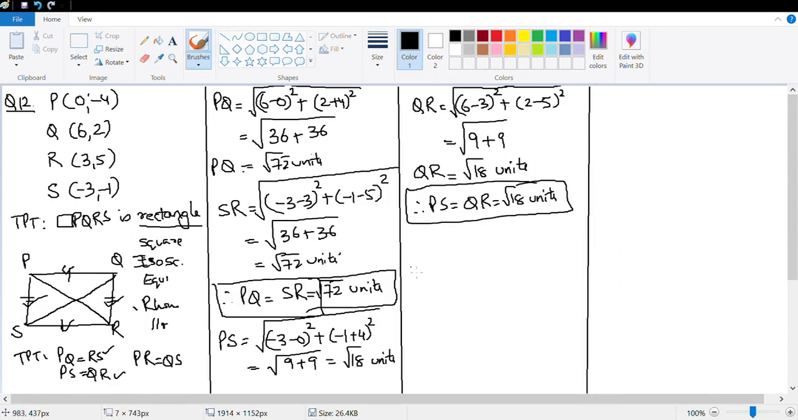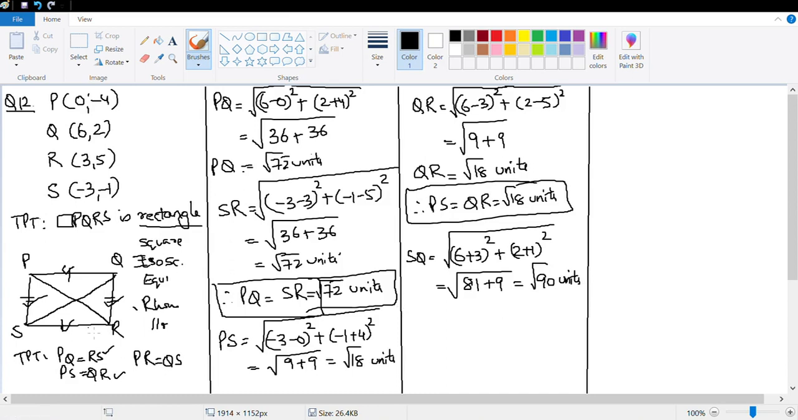So diagonal SQ will be equal to the square root of 6 minus negative 3, that's 6 plus 3 whole square, plus 2 minus negative 1, that's 2 plus 1 whole square, which is 9 square, which means 81, and 2 plus 1, 3 whole square, that's 9. So this is equal to square root 90 units.